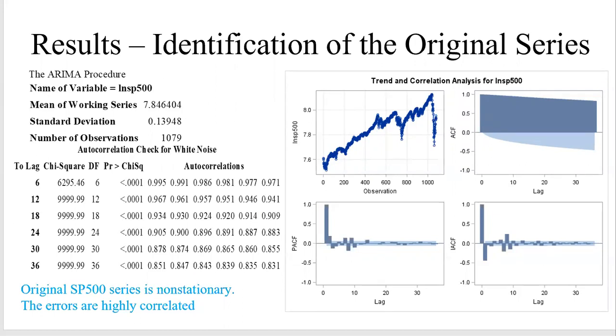In addition, the table autocorrelation check for white noise shows that the p-values for the 36 lags of the series are highly significant, so the white noise hypothesis is rejected, as it is usual for non-stationary series. Also note that the IACF shows no over-differencing. The original S&P 500 series is non-stationary, and the errors are highly correlated.